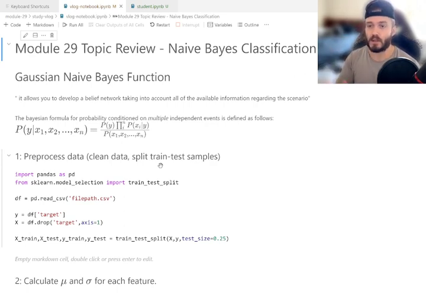And what makes it Bayesian is we're using Bayesian logic here, right? You can see this with the P notation, like y given x and so on.